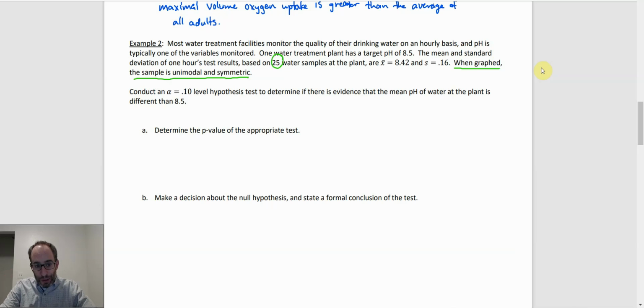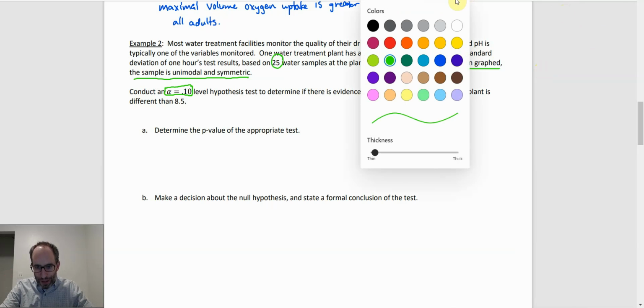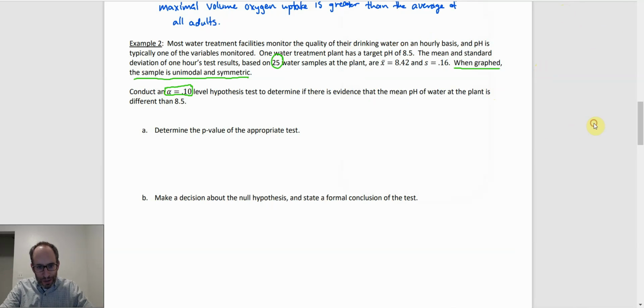Let's see. Then the other thing here is, oh, look, our alpha's different. So notice here alpha's 0.10, not 0.05, because it can change. So here it's going to change a little bit. All right, so let's see what we're looking for. We're looking for evidence that the mean pH of water at the plant is different than 8.5.